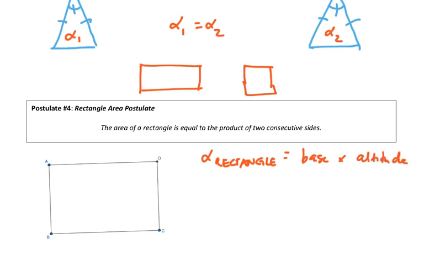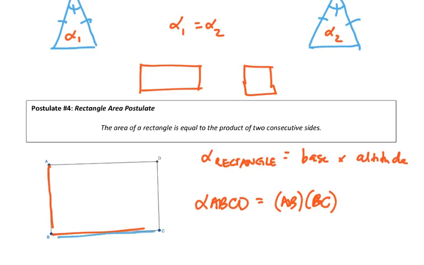And I like to say altitude as opposed to height because it tells us from our definition that it has to be perpendicular. In this particular rectangle, for instance, the area of ABCD, I can pick any two consecutive sides, that's sides that are next to each other, multiply them together and I get the area. For instance, I'll choose AB and BC. The area could be AB times BC, or it could be BC times DC, or it could be any other pairs of consecutive sides.